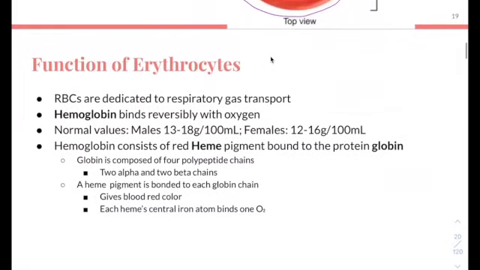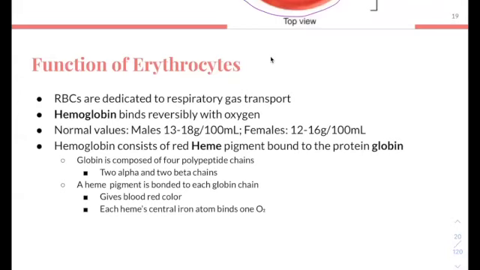Since their main job is to transport oxygen and carbon dioxide, the hemoglobin that's a part of those red blood cells binds oxygen, what they say, reversibly. So it binds and it easily lets go of its oxygen when it needs to. Males usually have 13 to 18 grams of hemoglobin per 100 milliliters, and females have 12 to 16 grams of hemoglobin per 100 milliliters.